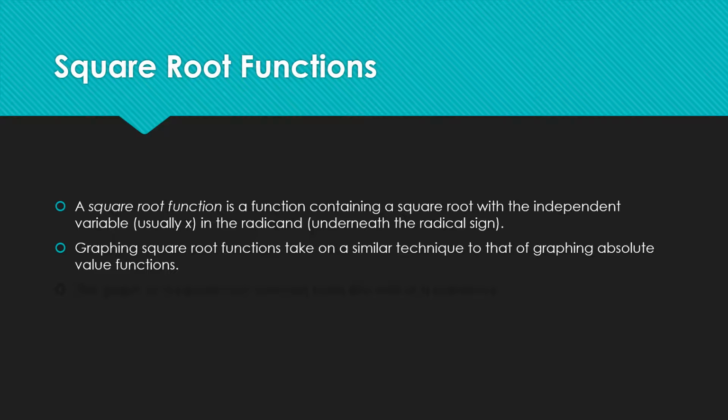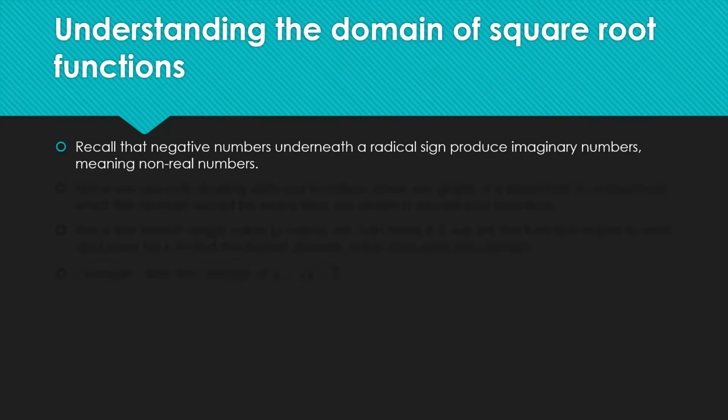Graphing square root functions takes on a similar technique to that of graphing absolute value functions. If you do not remember how to graph absolute value functions, you should refer back to lesson 5-8. And the graph of a square root function looks like 1/2 of a parabola. Recall that anytime you have negative numbers underneath a radical sign, it produces imaginary numbers, meaning they are not real.